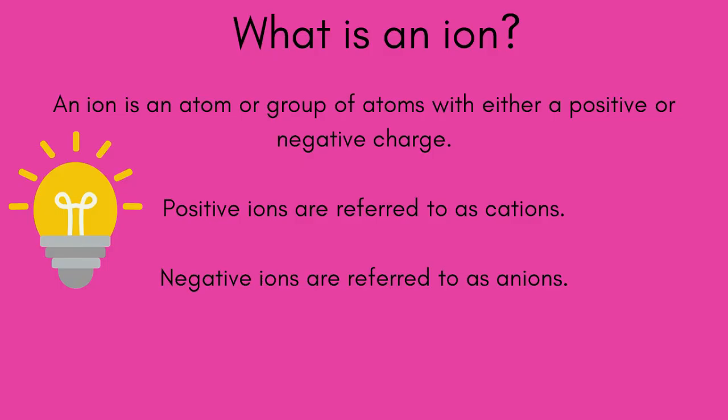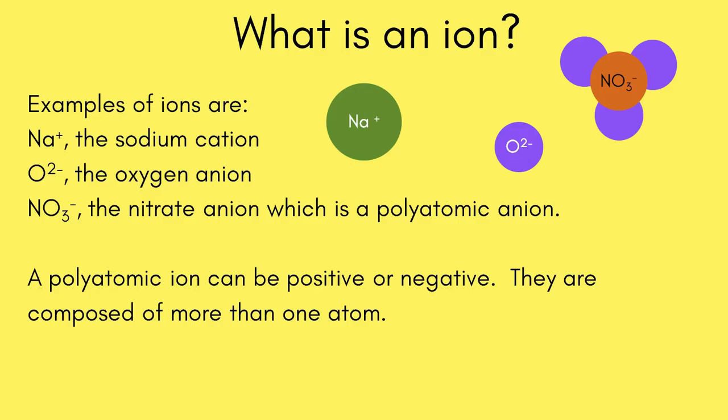What's an ion? An ion is an atom or group of atoms with either a positive or negative charge. Positive ions are referred to as cations, and negative ions are referred to as anions. Examples of ions are the sodium ion, which is known as a cation, the oxygen ion, which is known as an anion, and the nitrate ion, which is known as a polyatomic anion. A polyatomic ion can be positive or negative. They are composed of more than one atom.